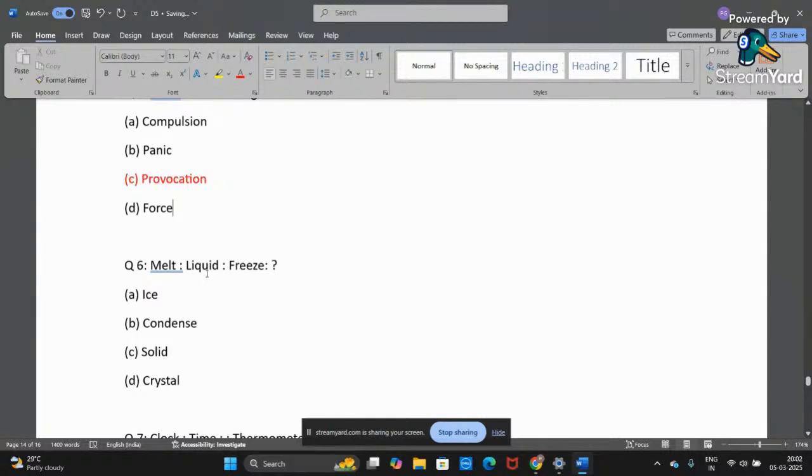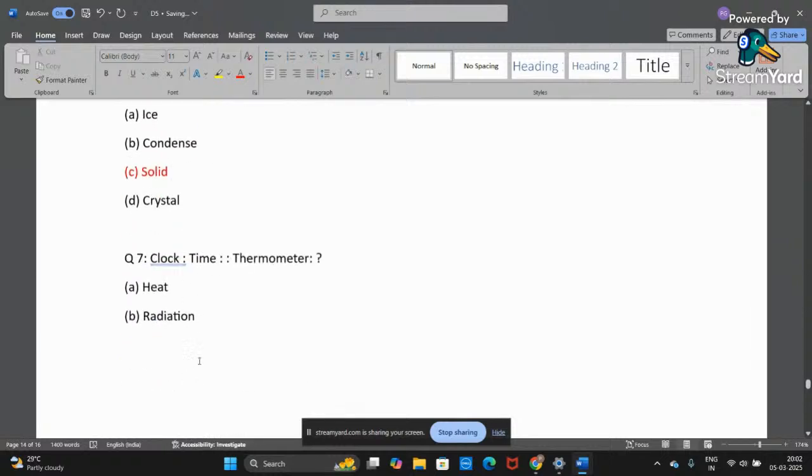Melt is related to liquid, then how is freeze related? Ice, condense, solid, or crystal? Solid, right? Okay.